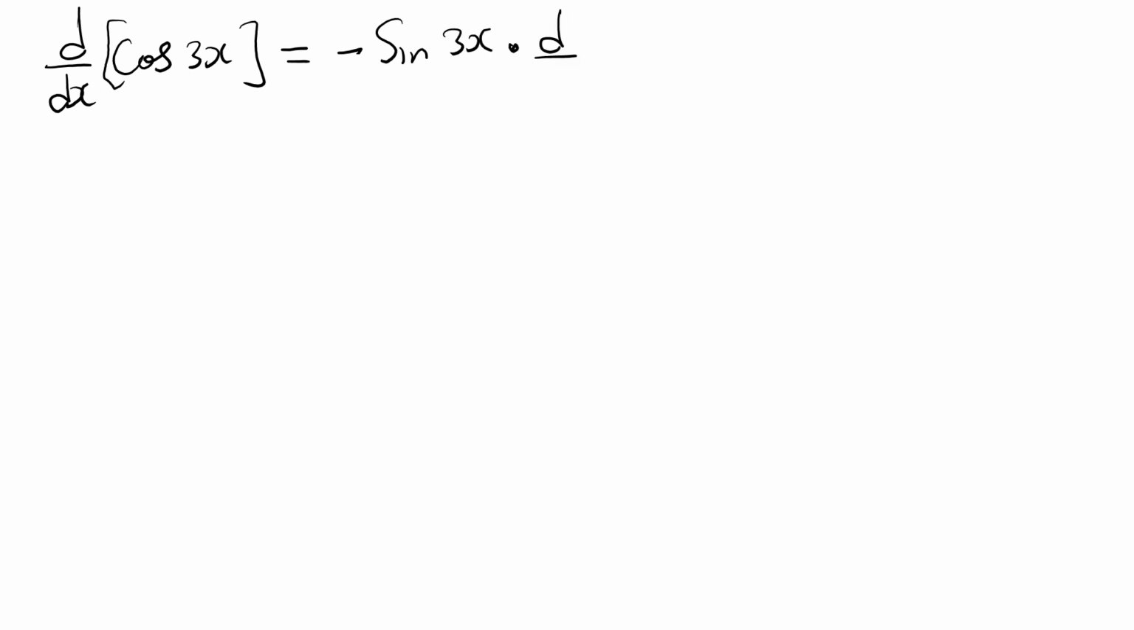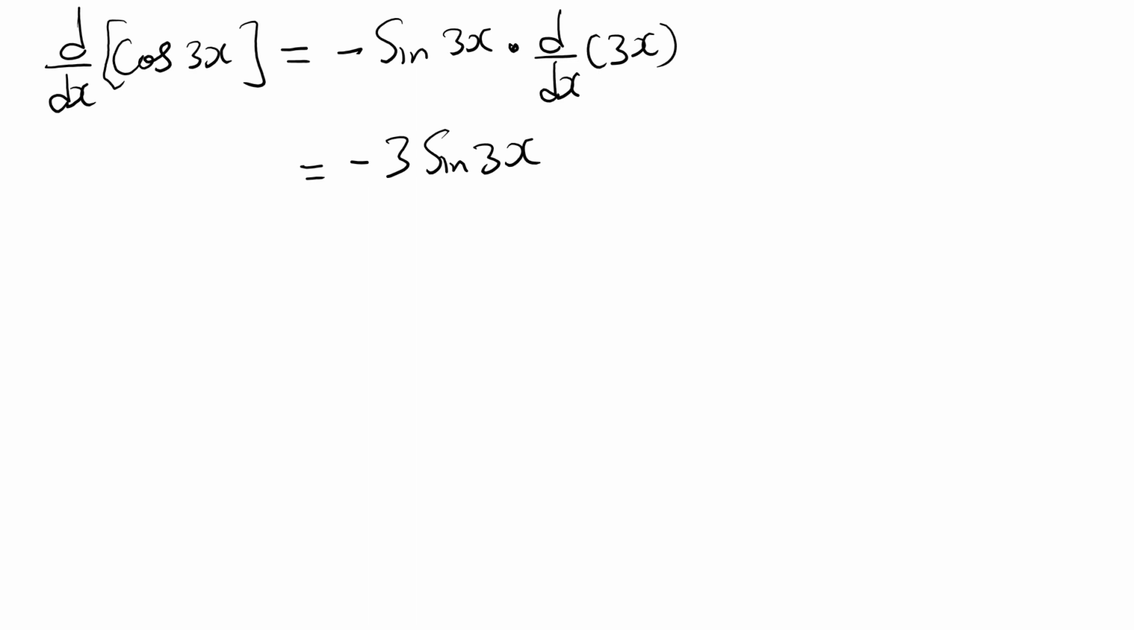Firstly, let's find the derivative of cos 3x. Here we are going to say the derivative of cos gives us negative sine of an angle, which is 3x. And then after that, we have to multiply with the derivative of our angle, which in this case is 3x. The derivative of 3x is 3, so we're going to have minus 3 sine of 3x. This is what we get when we differentiate cos 3x.